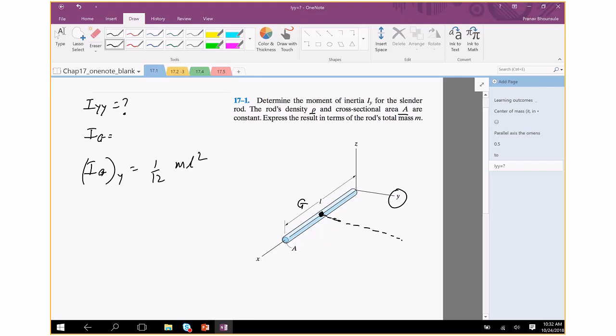Okay, so to get a numeric value, what I would recommend is just use m equals 1 and length equals 1. You can ignore the rho and A. So I_yy, it should be fairly easy to do. You have to use a parallel axis theorem.